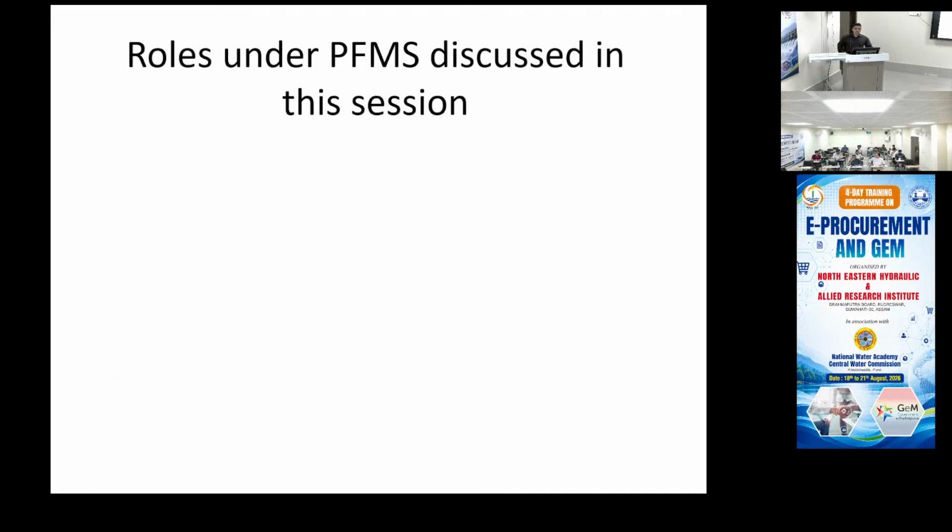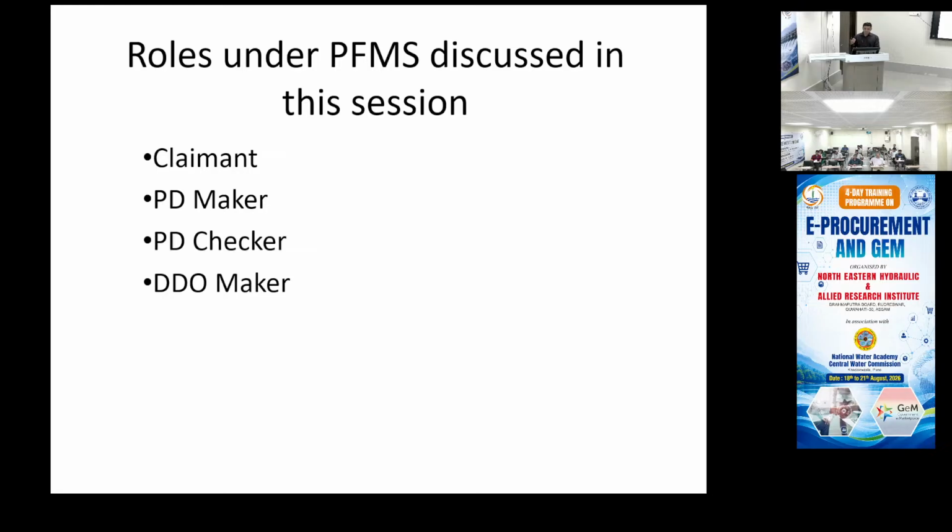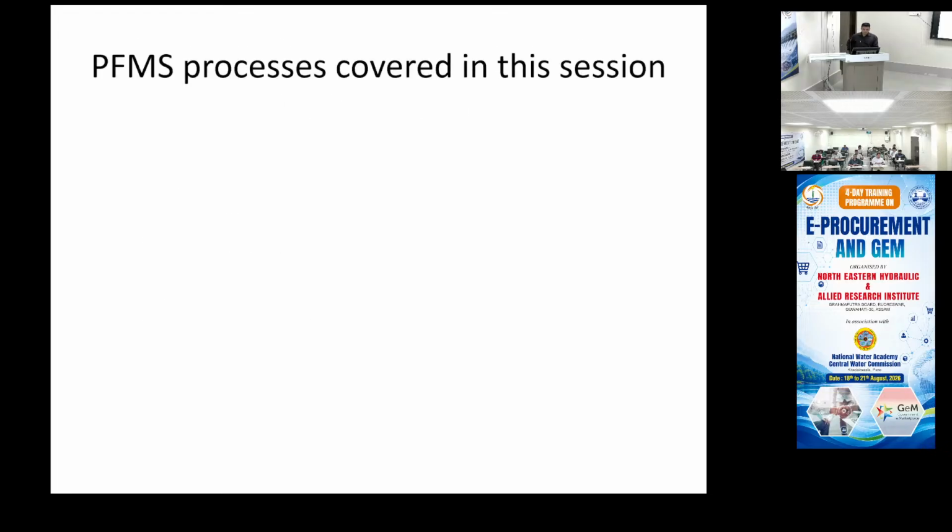So in this session we will see how the claimant processes the bill and how it goes to PD maker or maker, and then how it goes to checker, then it goes to the DDO, then DDO maker is for the EIS part, and DDO checker and DDO. So we will see some example bills. You'll see a claimant bill, a third party bill.